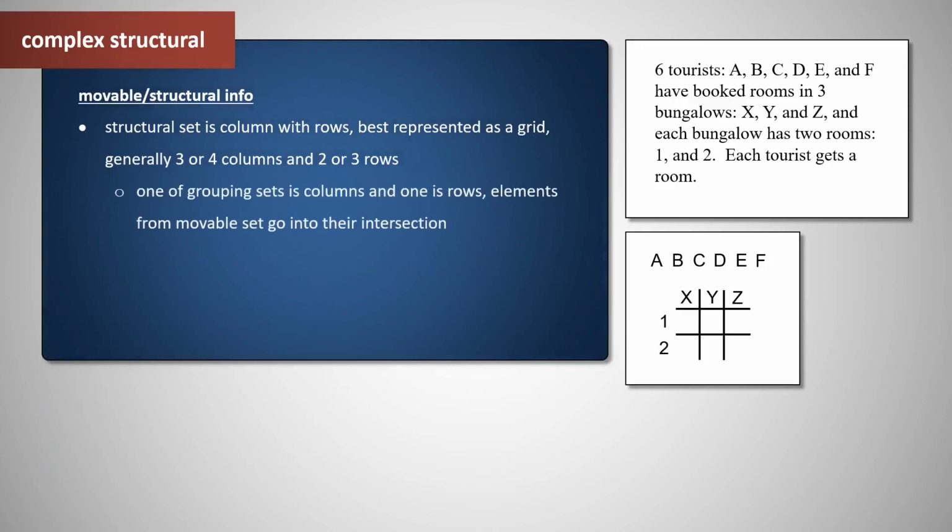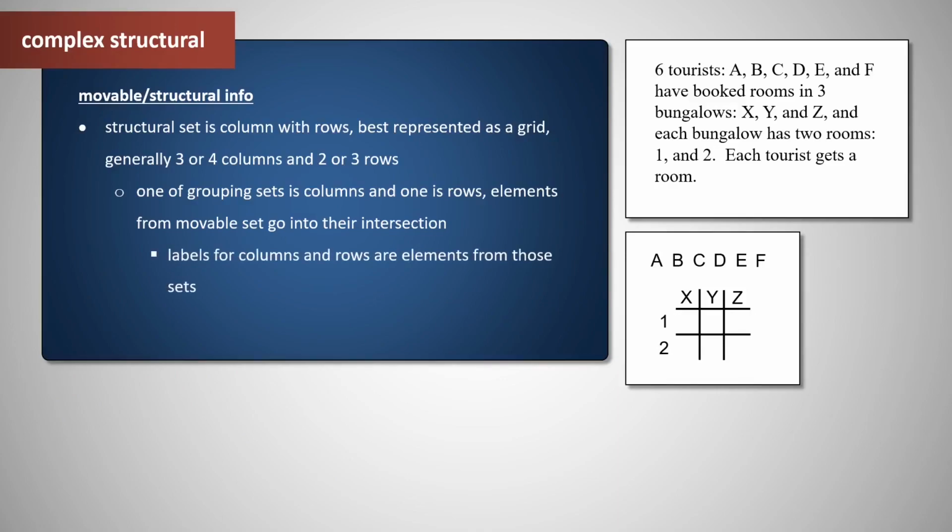And one of the grouping sets is the columns, and one is the rows, and the elements from the movable set go into their intersection. So that's what I've been talking about up to this point. You make a grid. Your columns are a set structure, and your rows are the other structure, and you put the movable elements into that grid. And the labels for the columns and the rows are elements from those sets.